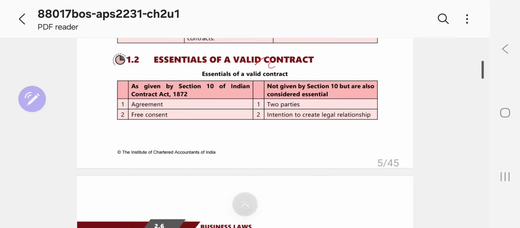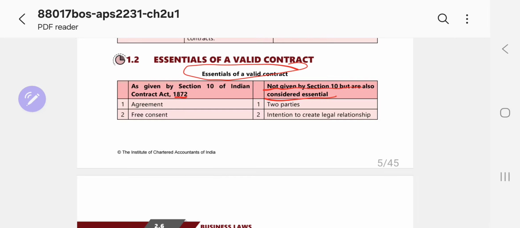Now coming to the essentials of a valid contract. What are the essential elements or essential parts to become a valid contract? Some are given by Section 10 of the Indian Contract Act, 1872, and some are not given by Section 10 but are also considered essential. So there are some essential elements which are given in the Act, and some which are not. Let us see those.